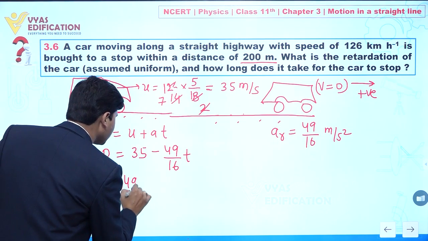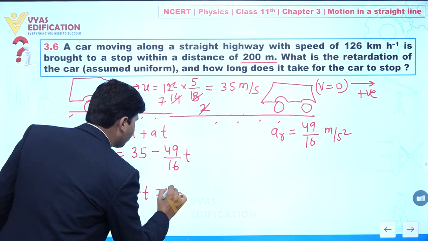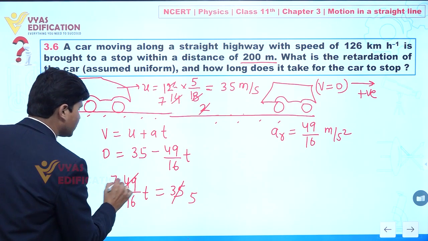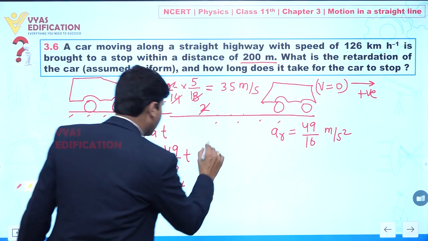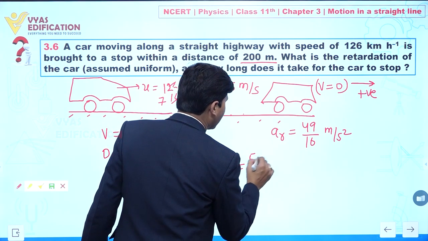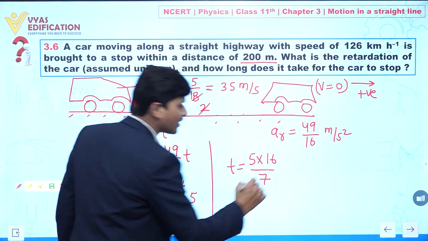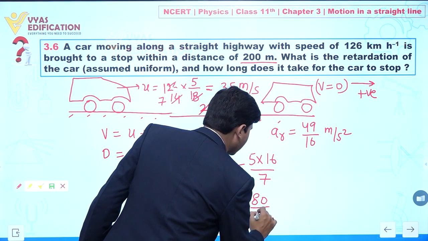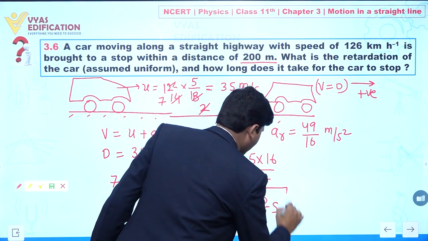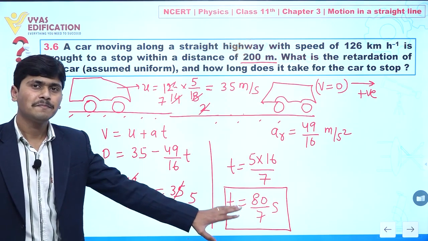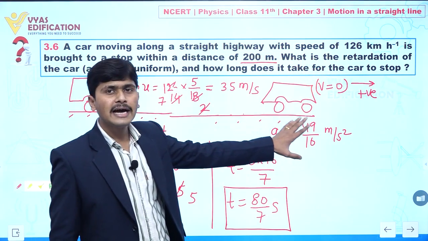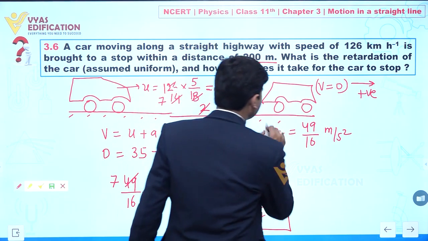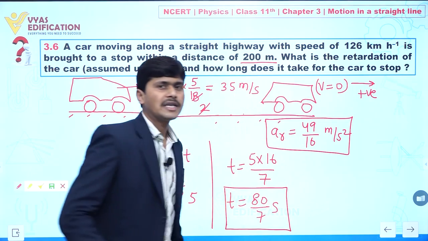So we can write 49 by 16 multiplied by t equals 35. So we can say this is 5 and we have 7. Yes or no? So from here the total time taken is 5 multiplied by 16 by 7. So the t value is 80 by 7 in seconds. So this is the time taken by the car to come to rest. So the total time is 80 by 7 second and the retardation is 49 by 16 meter per second square.